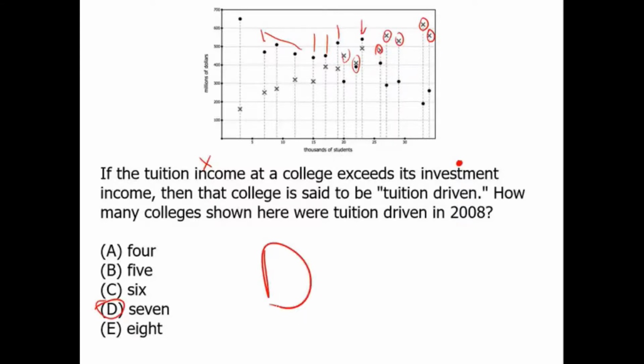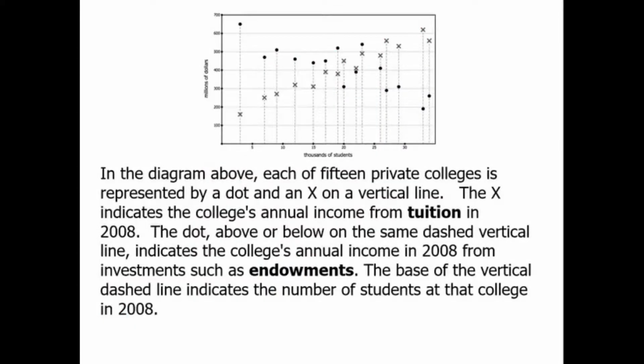Answer choice D. In the diagram above, each of 15 private colleges is represented by a vertical line. The X indicates the college's income from tuition, 2008. The dot represents the annual income from investments, also in 2008. And the base of the vertical dashed line indicates the number of students at that college in 2008. And notice that this horizontal scale is in thousands of students and the vertical scale is in millions of dollars, just to keep that straight.